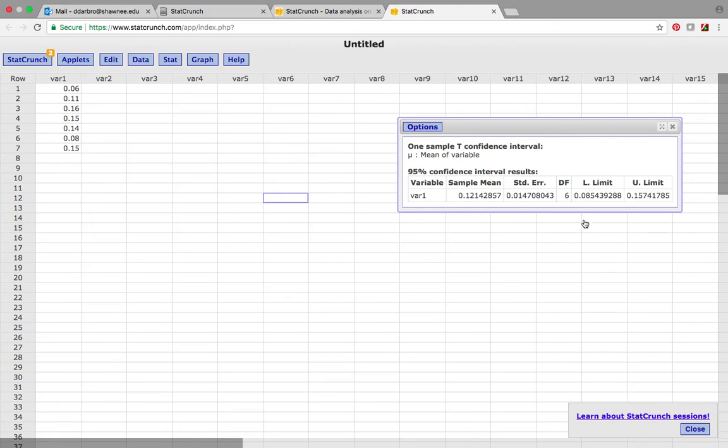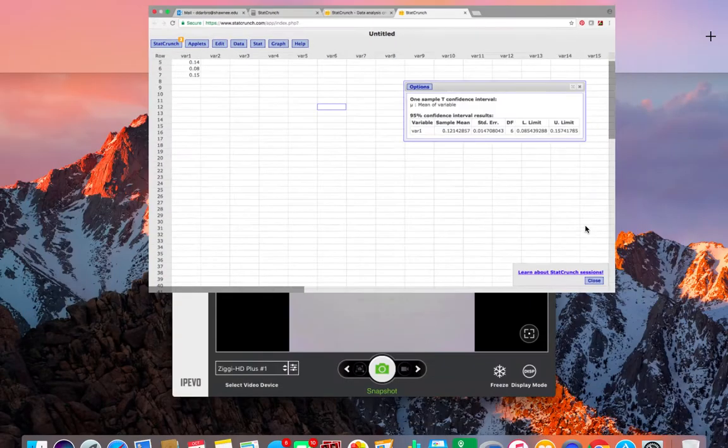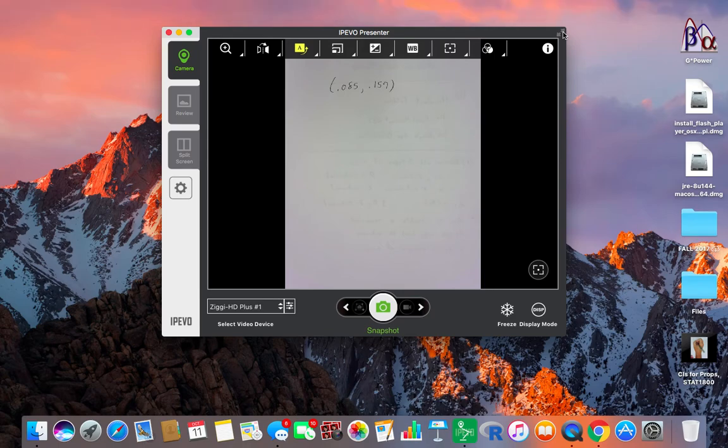So guys, the confidence interval would be 0.085 to 0.157. So I'm going to write that down over here. 0.085 to 0.157. All right? Easy stuff, right? All right, gang.